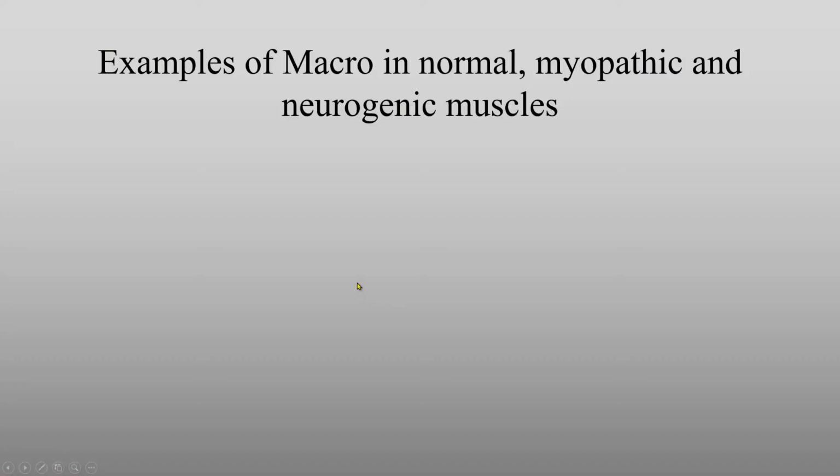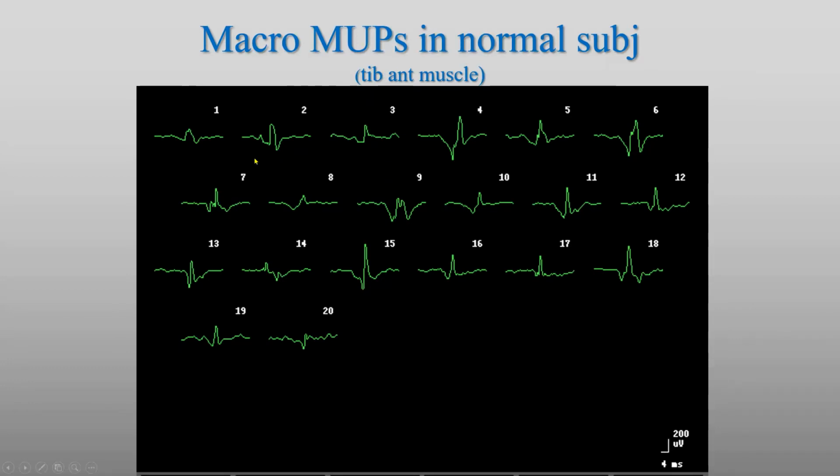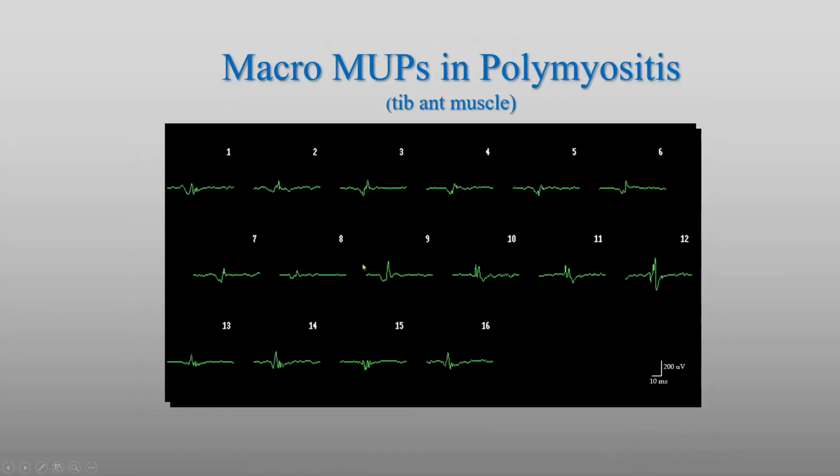And now I will show some examples of macro EMG signals in myopathy and neurogenic conditions. This is what we see in normal subjects. Usually we record 20 motor units. Here maybe I should have averaged a little more to get a more flat baseline, but peak to peak is okay. Peak to peak here, peak to peak, and so on. This is the normal variation from small to large motor units in a tibial anterior muscle.